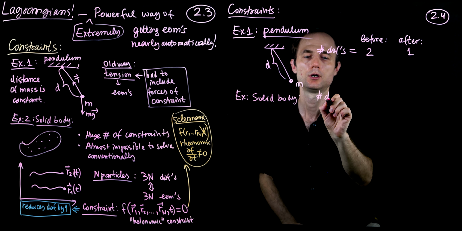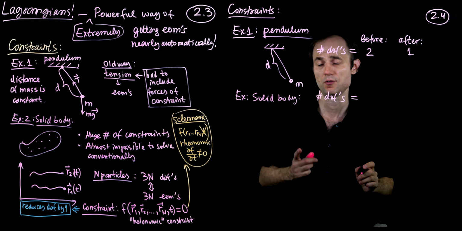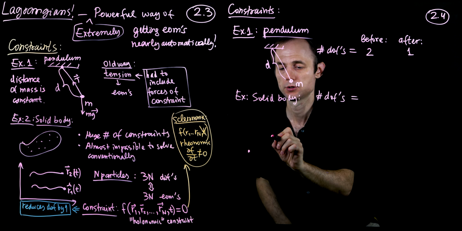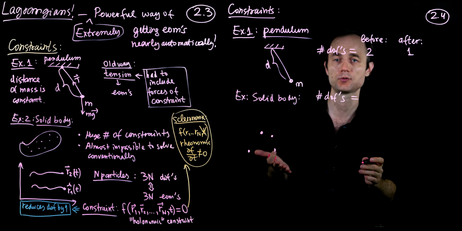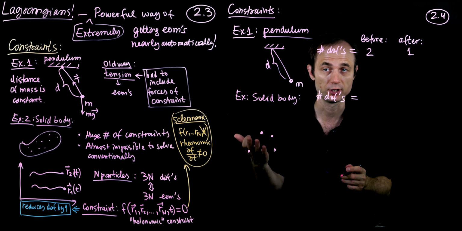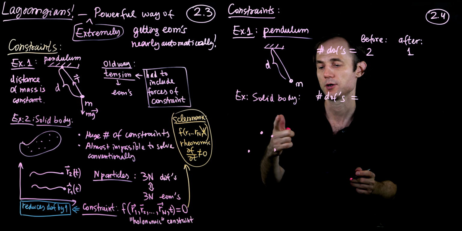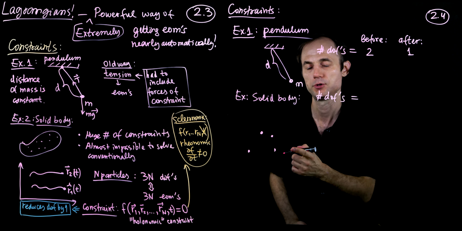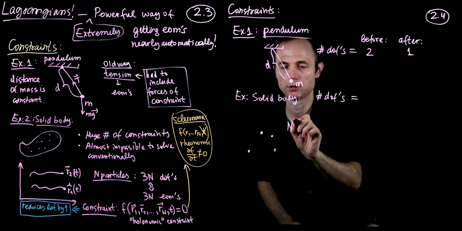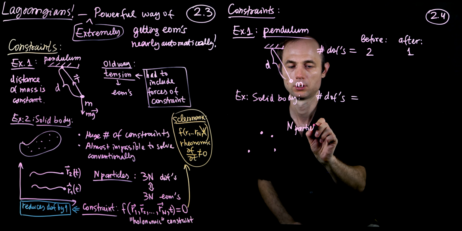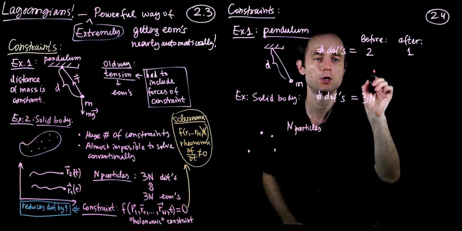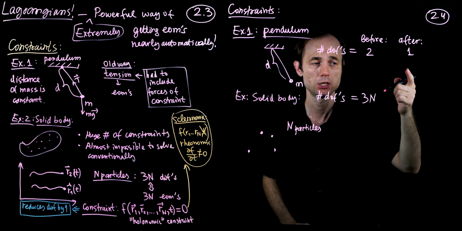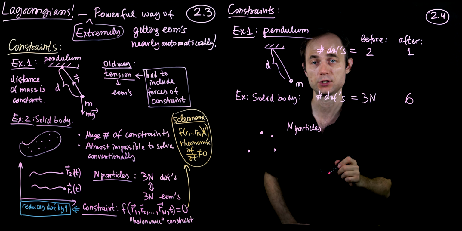So here, the number of degrees of freedom for a solid body made up of n particles. Let's consider, for instance, 4 particles. Each particle has 3 degrees of freedom. It can move however it wants. And there are 4, so there will be 3 times 4 degrees of freedom. So for n particles, we will have 3n degrees of freedom, and after the constraints, it turns out we will just have 6 degrees of freedom left.